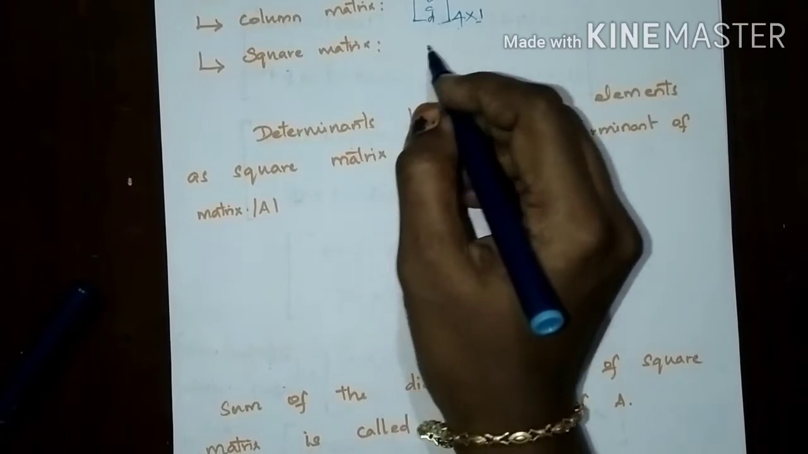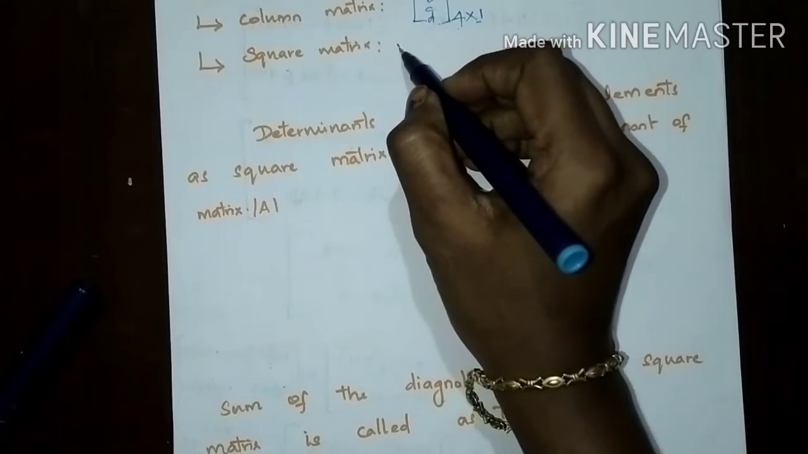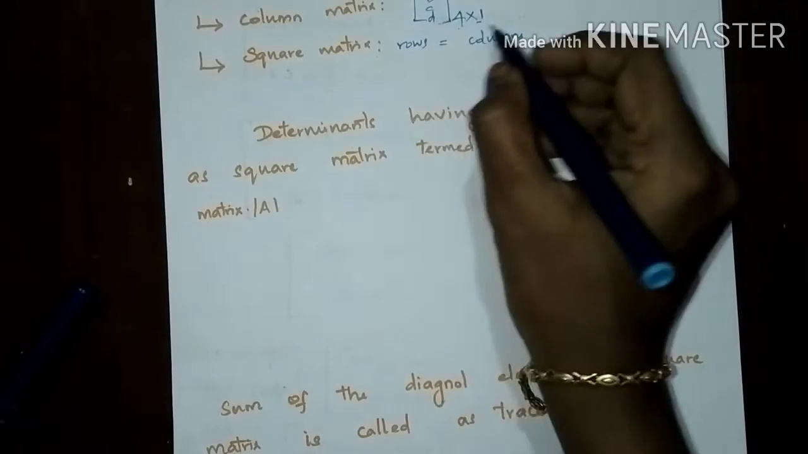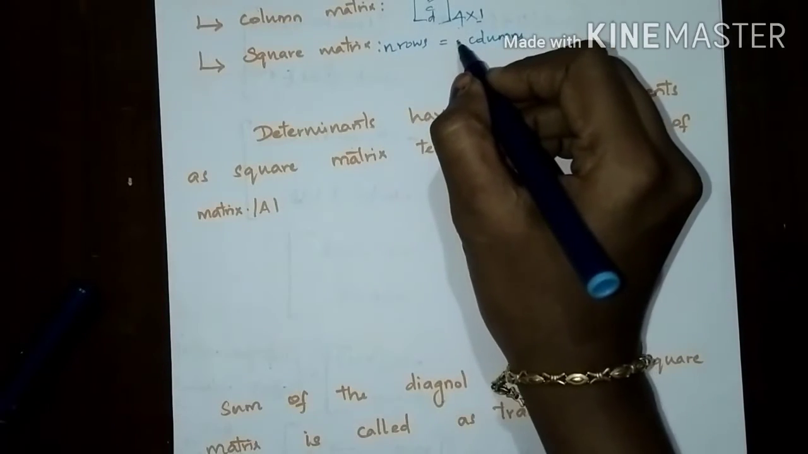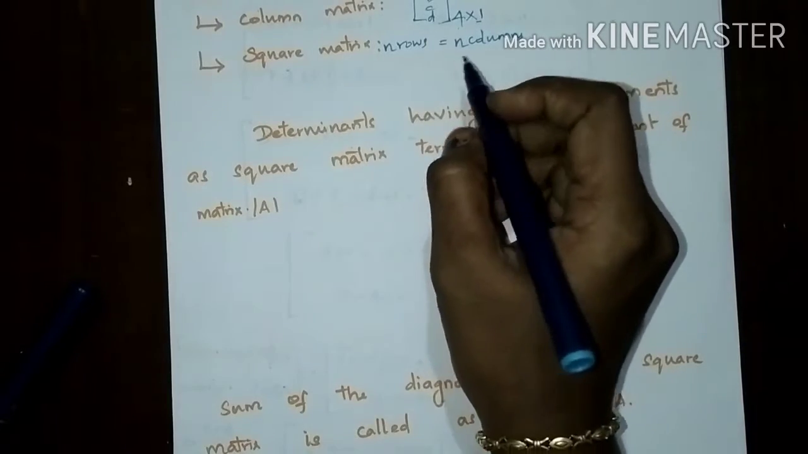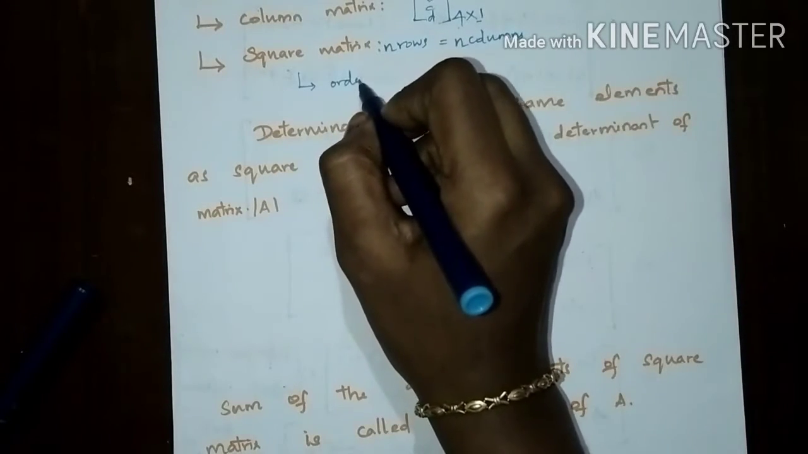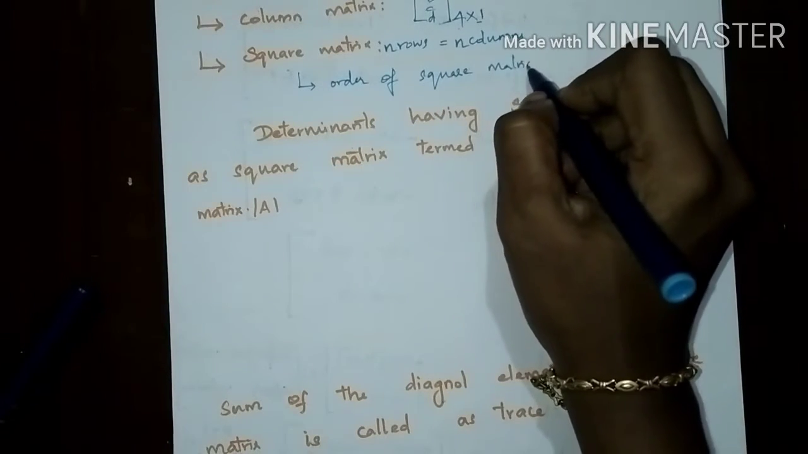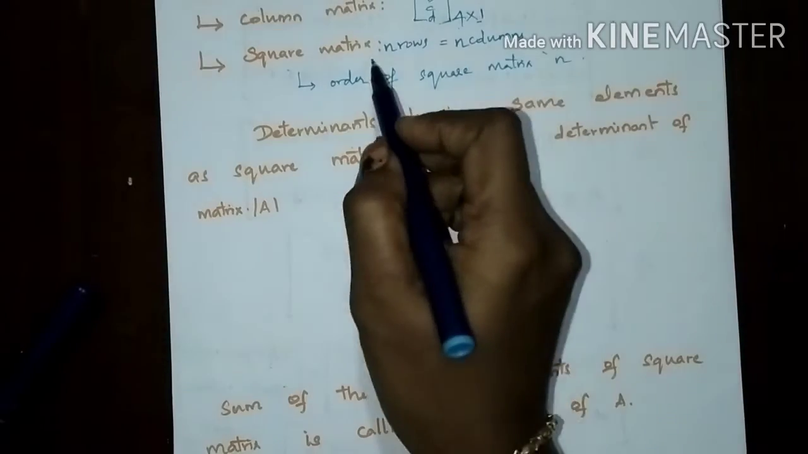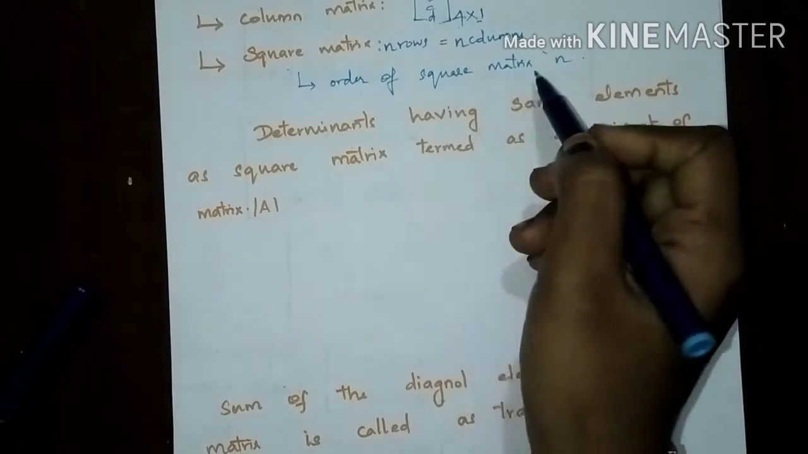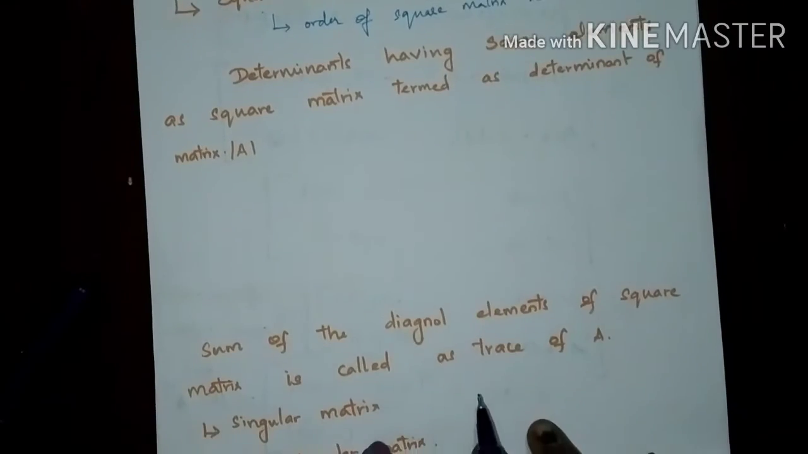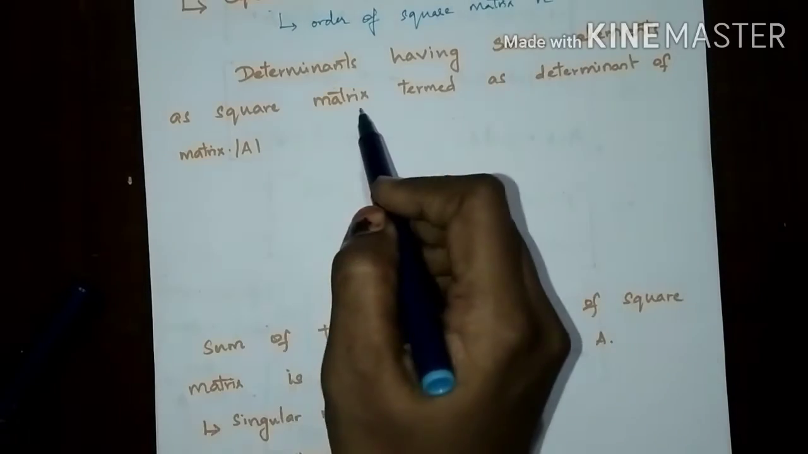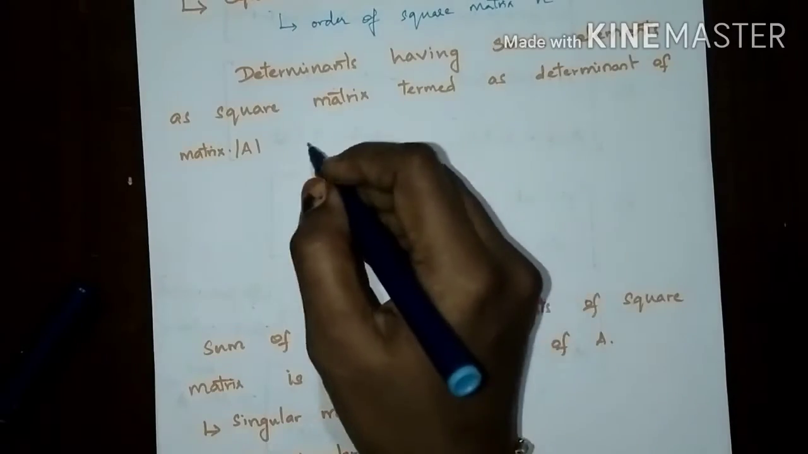Square matrix. A matrix is said to be a square matrix when the number of rows is equal to the number of columns. Where there are n rows, your columns would also be n. It has n rows and n columns, so the order of the square matrix is n. Another point in a square matrix: the determinant having the same elements as a square matrix is termed the determinant of the matrix. Let's see with an example.